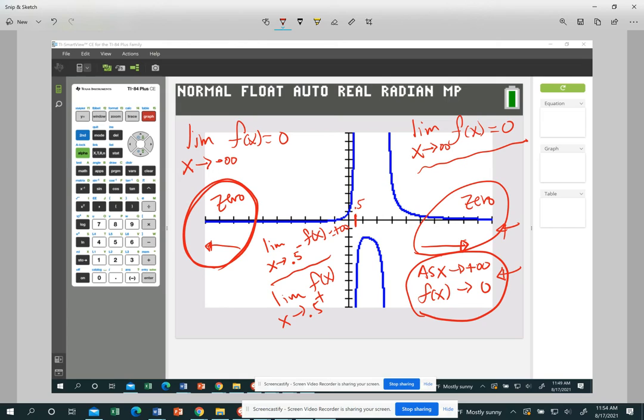Negative infinity. Alright, so it looks like there's a vertical asymptote line at negative 0.5. Do you see that? This is how we describe your vertical asymptote in calculus. You need to know that this notation basically means you have a vertical asymptote there. Look, we have another one right here someplace. We'll say this is at 3.